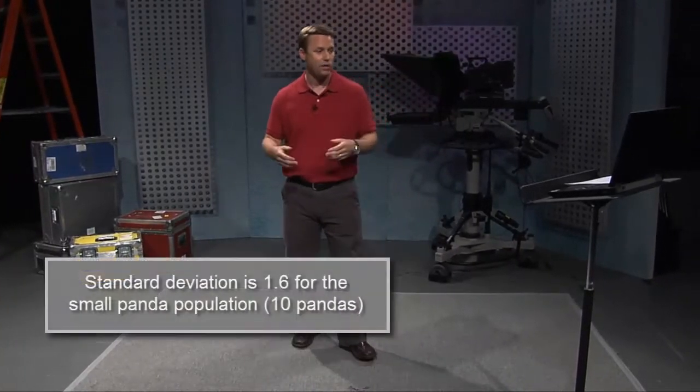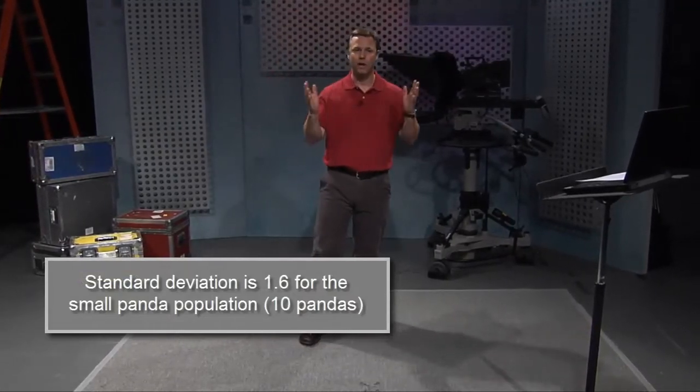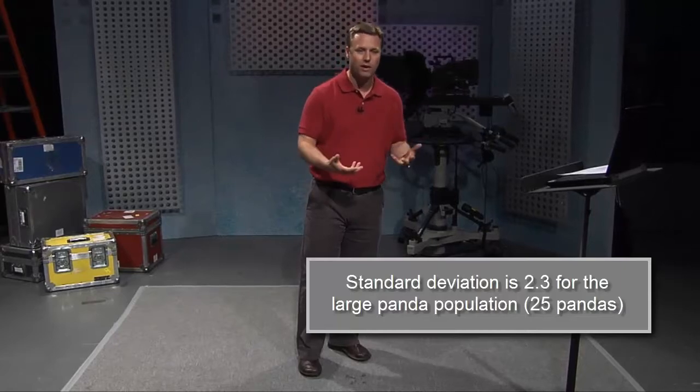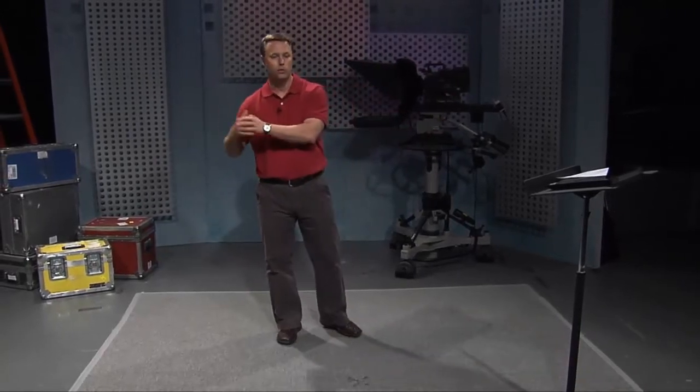So if we estimate standard deviation for our small population now, our population of 10 pandas, we end up with a value that turns out to be 1.6. So that's giving us a measure of the spread of data around our mean. For our larger population now of 25 pandas here, our standard deviation is 2.3. So we have 1.6 for the small and 2.3 for the large. How do we interpret that number? What do those two numbers mean if we were to compare them?